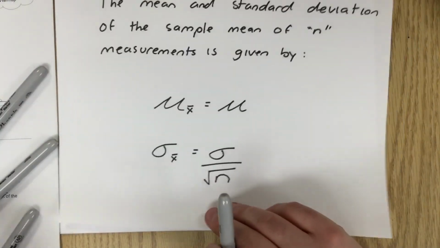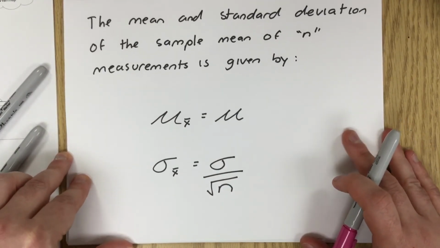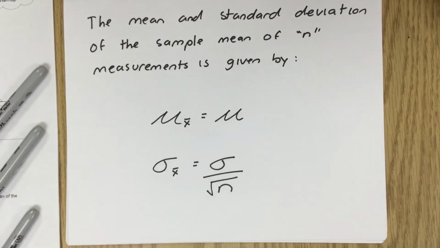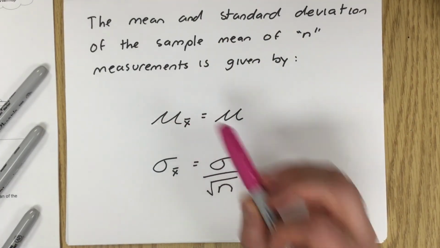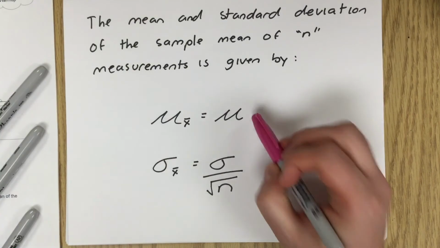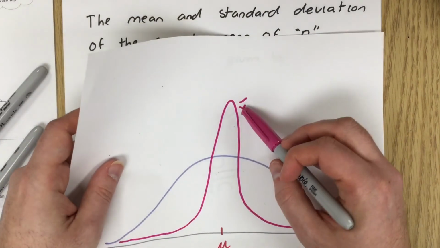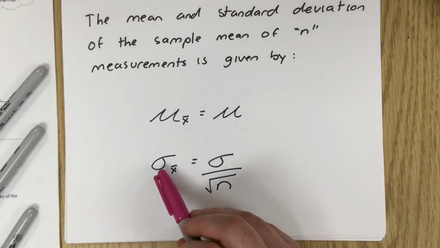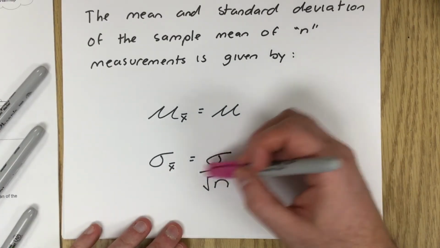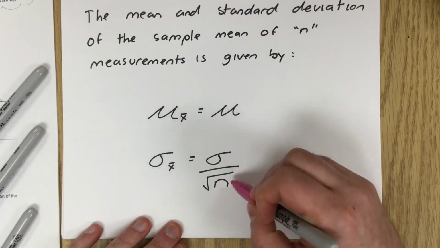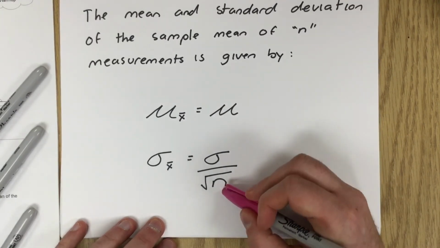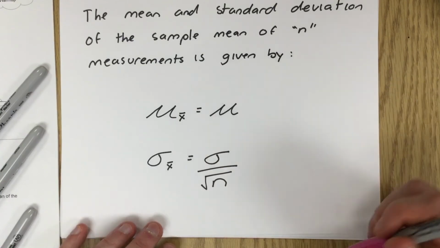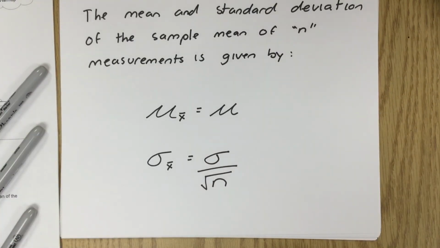We have a formula for that. The formula is as follows. The mean and standard deviation of the sample mean of n measurements, in the other case that was 400, is given by: the mean of our sample means is going to be the same as the mean of the population. That doesn't change. However, the standard deviation of the sample means is going to be the standard deviation of the population divided by the square root of n. The bigger the sample size, which is n, the closer the data is going to be to the mean.